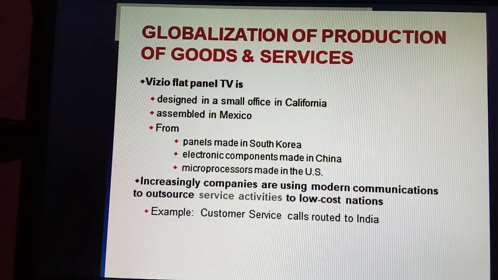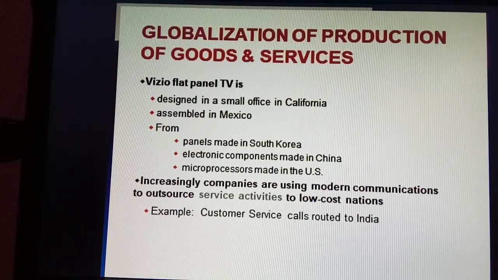So more and more companies are using modern communications to outsource business process outsourcing, BPOs, call centers, to low-cost nations. What does this mean? More of these companies are choosing countries wherein they pay lower wages from employer to employees.